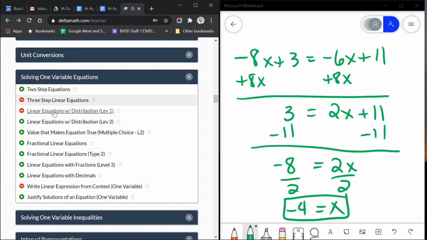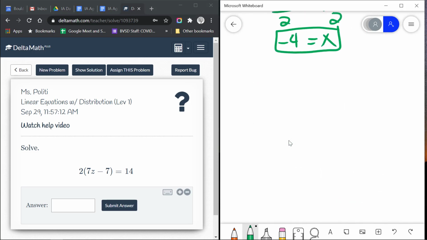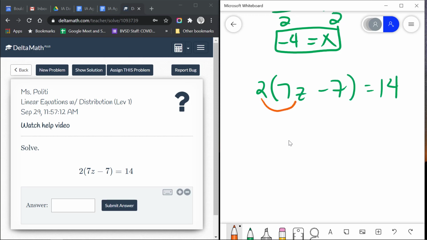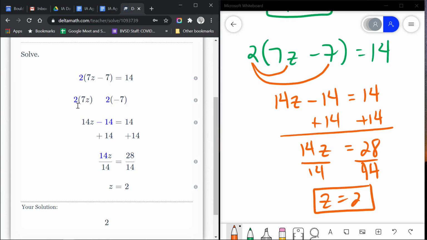Okay, let's look here at an equation with a distributive property. So this is kind of bringing in the simplifying that we did earlier along with solving. So there are two ways to do this, but if you want to use the distributive property, you can distribute first. So I'm going to go ahead and multiply by 2, so I get 14z minus 14 equals 14. I'm going to add 14 to both sides and divide. And then I can see that z is 2. So you can see that they're showing the same thing. They're showing distributing to each thing inside the parentheses here.